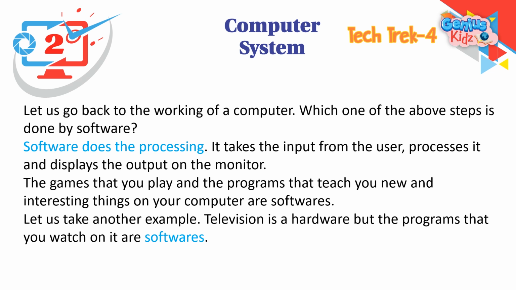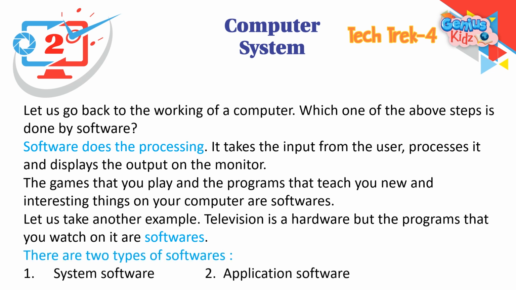The games that you play and the programs that teach you new and interesting things on your computer are softwares. Let us take another example. Television is a hardware, but the programs that you watch on it are softwares. There are two types of softwares. 1. System software. 2. Application software.